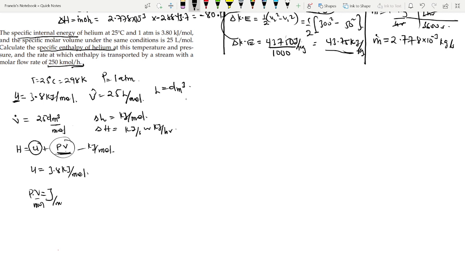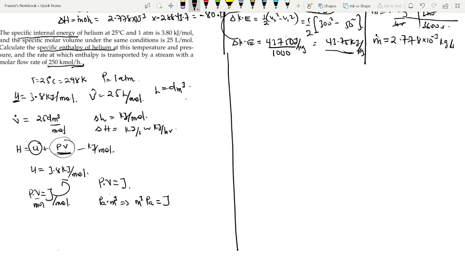So you can get joules per mole, and then we can convert this to kilojoules per mole, and then you can add them. Now, what makes pressure times volume give us joules? The pressure is supposed to be in Pascal, and the volume is supposed to be in meter cube. So therefore, meter cube Pascal is what is joules in the derived unit. So let's take note of this.